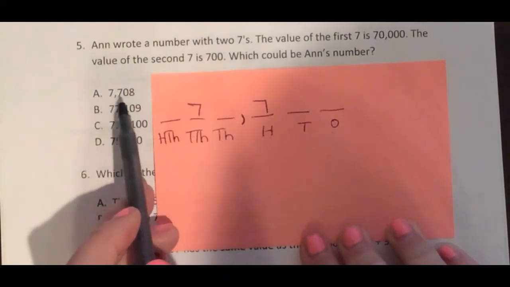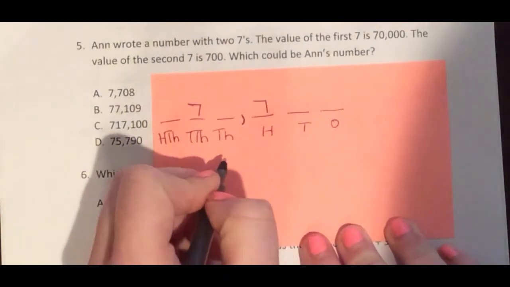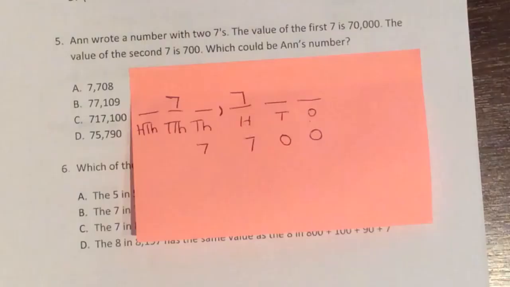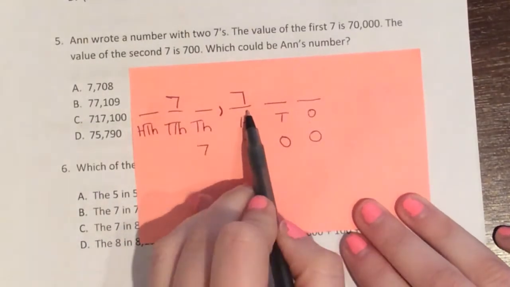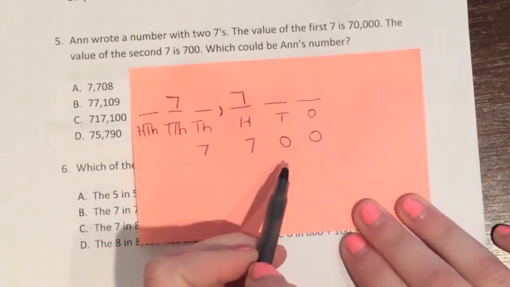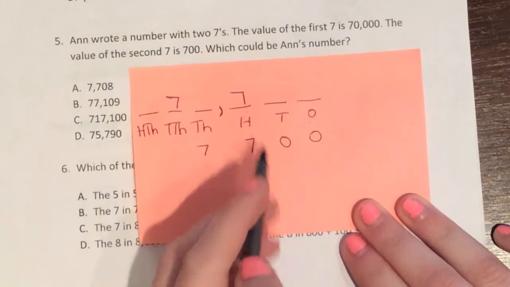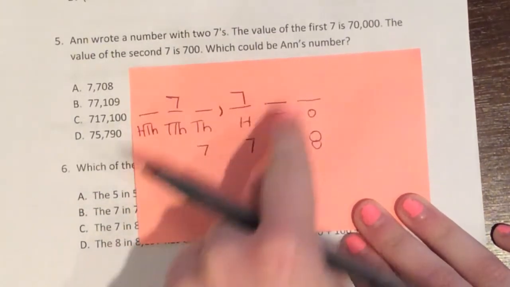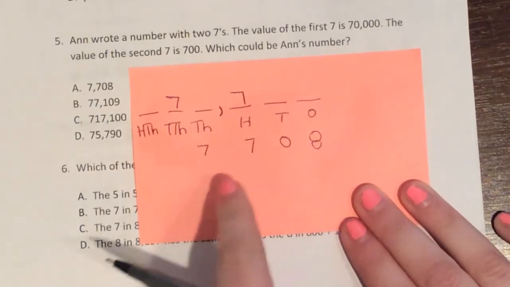My first answer is 7,708. So the 7 in the thousands place, 7 in the hundreds. Okay, so then I have that 7 in the hundreds place. Now I'm going to go ahead and write my answer choices below this, just so that I can compare each place value.